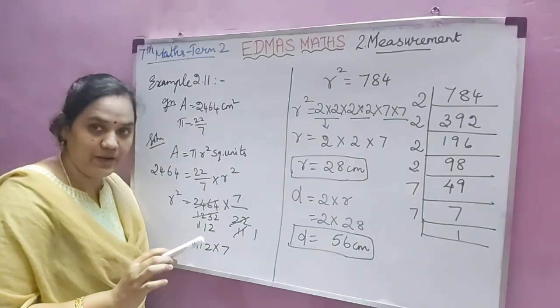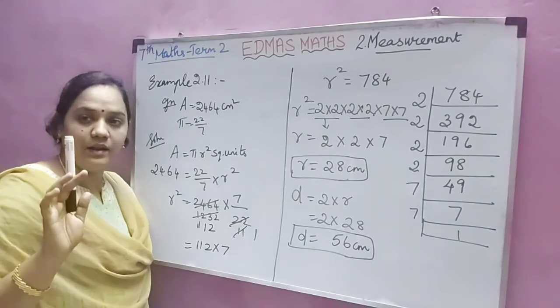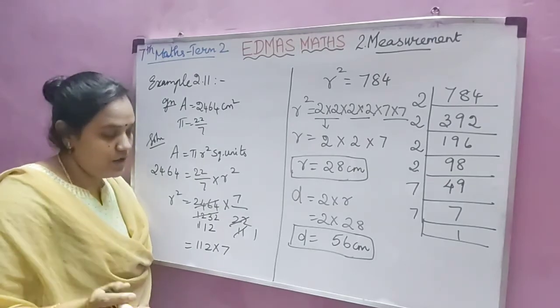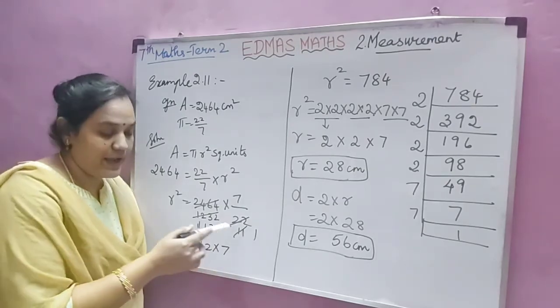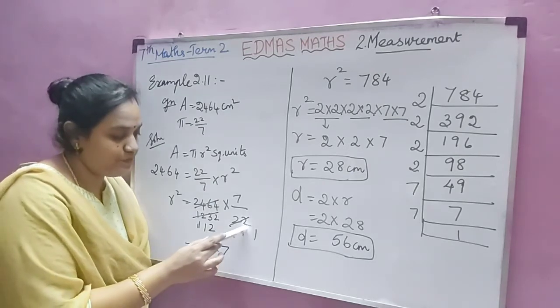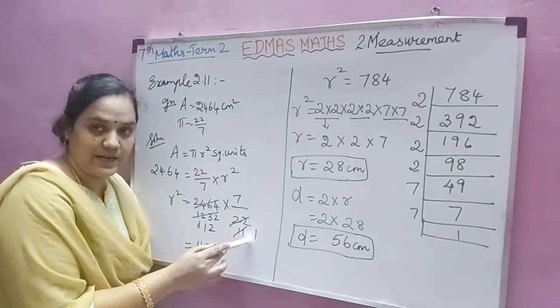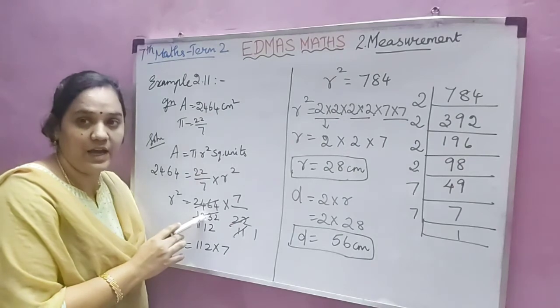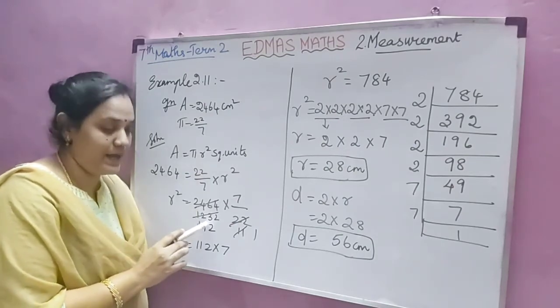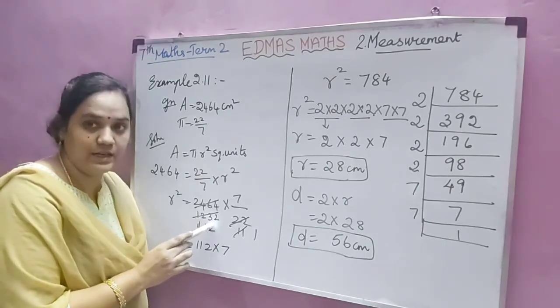11 is a prime number, so we can use only the 11 table for cancelling. Right. So I am trying to cancel these two numbers first. So 1 11s are 11. Here see, 12 we have. So 1 11s are 11, balance 1, that 1 will go here as 13.